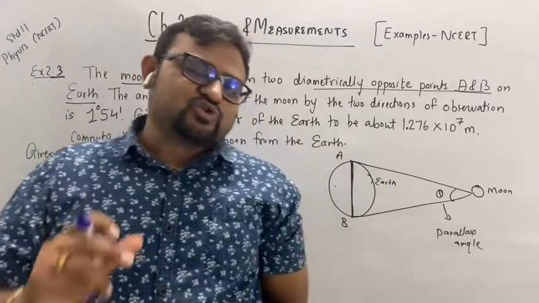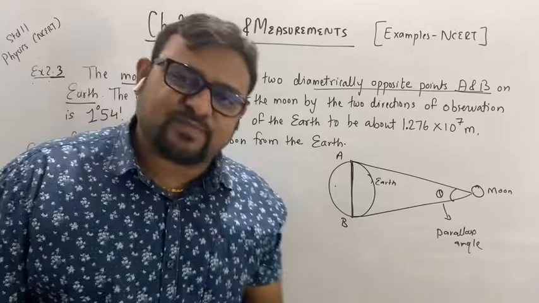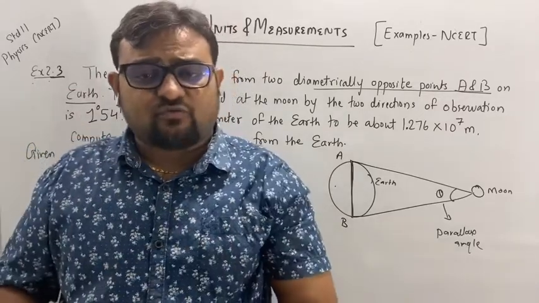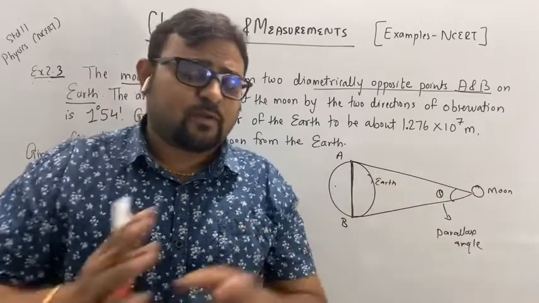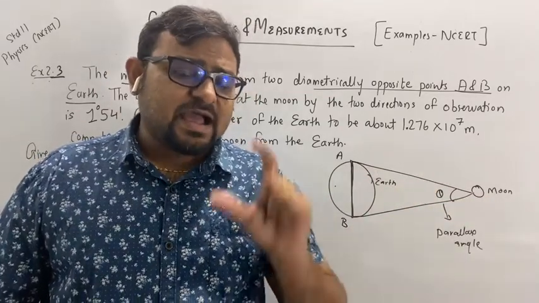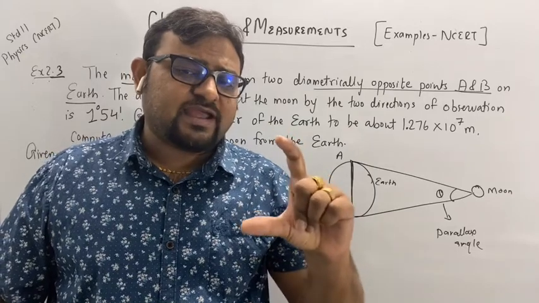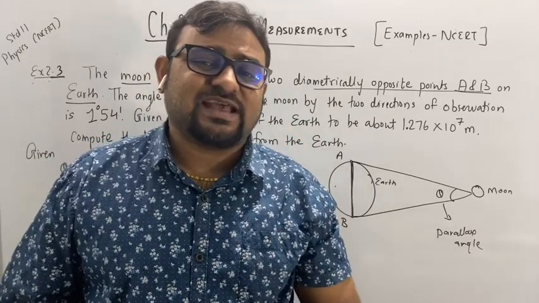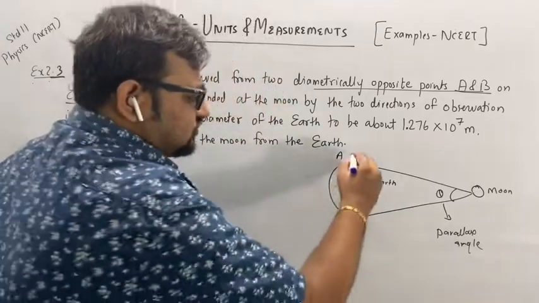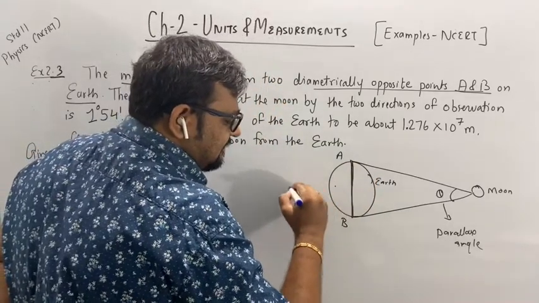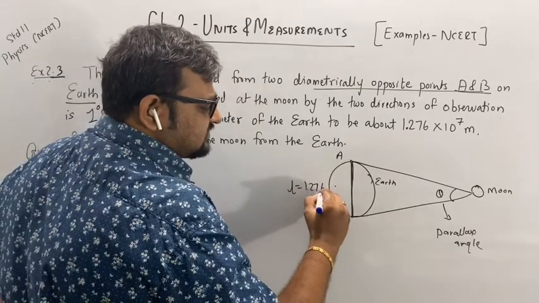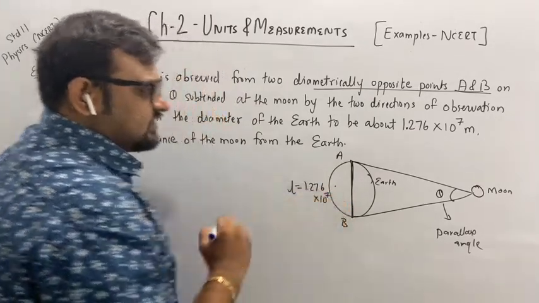Remember, whenever you are solving a sum by this parallax method, if one planet is observed from another planet, or the sun is observed from a planet, or a star is observed, the diametrically opposite points that you have to consider as an arc, as a length of arc. So this I will consider L. And what is its value? 1.276 into 10 raised to 7.